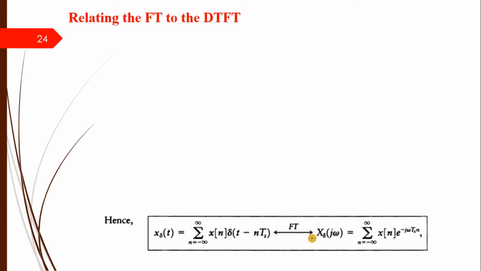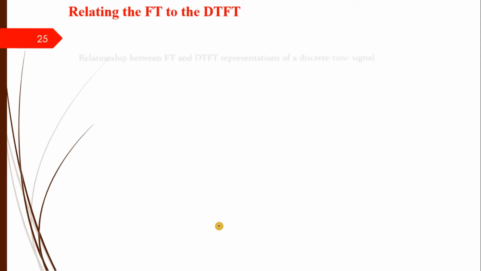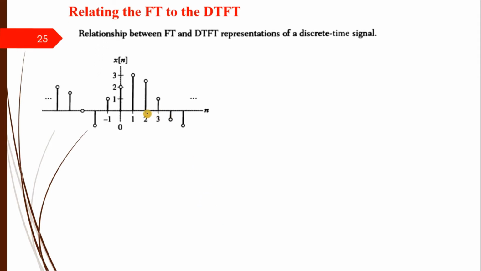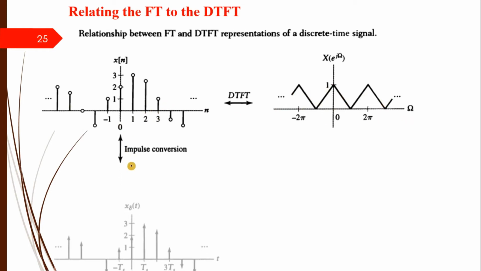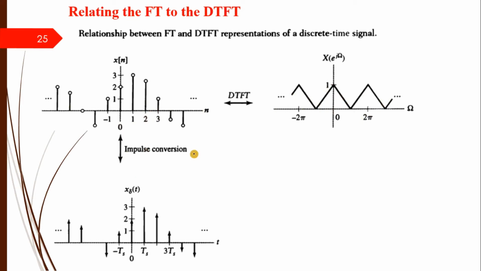So you should be very careful in deriving all these things, because you need to have a prerequisite. That's very important. Graphical representation here. Let me take x of n, some random values like this. Its DTFT will result in this way. I'm having the frequency coefficients arranged in this way. Now, if I want to convert it into x delta of t.